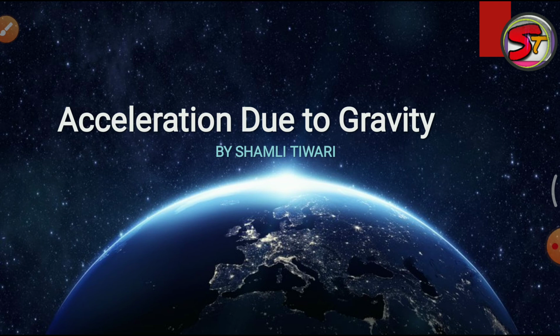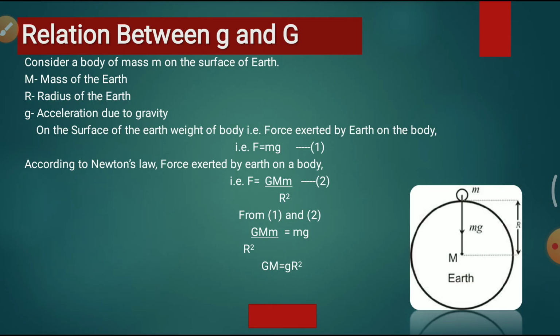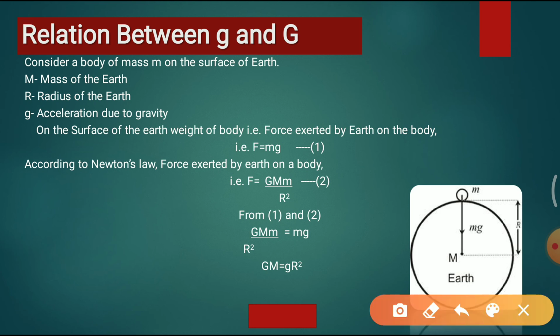Here, in this video, we are going to learn about acceleration due to gravity. Let us see the relation between small g and the capital G, where small g is called the acceleration due to gravity and capital G is called the universal gravitational constant.